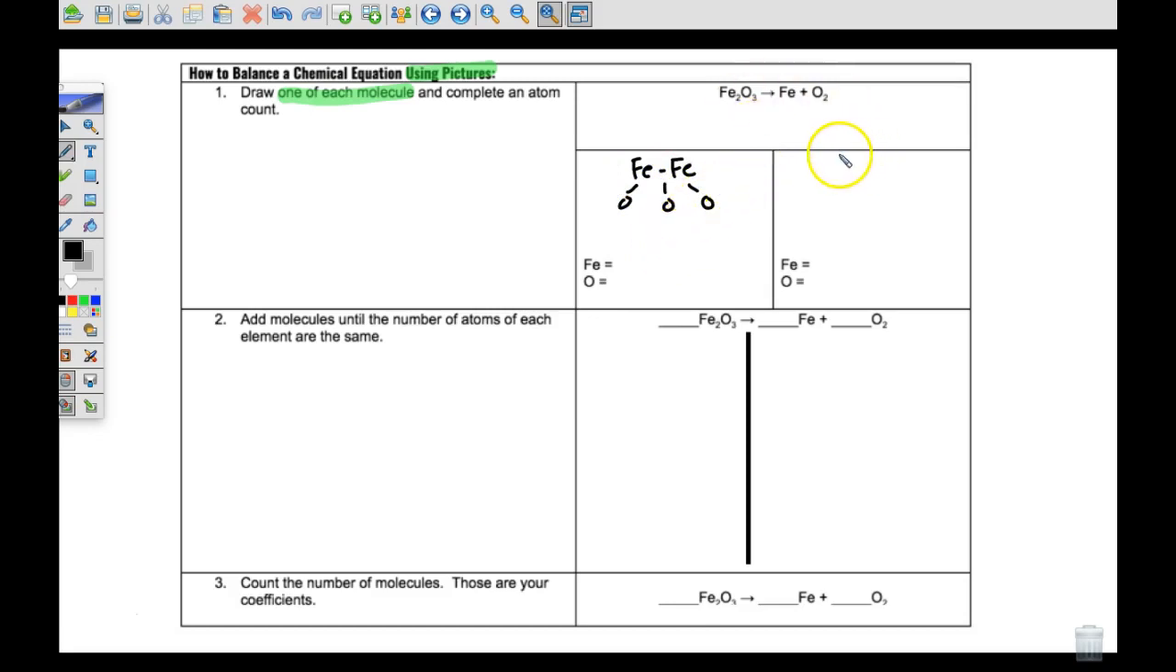On the right-hand side of the arrow, so on the product side, I have Fe by itself, and I have O2, which means I have 2 atoms of oxygen bonded together. So to start, I have 2 atoms of Fe on the left and 3 atoms of O on the left. On the product side, I have 1 atom of Fe and 2 atoms of oxygen.